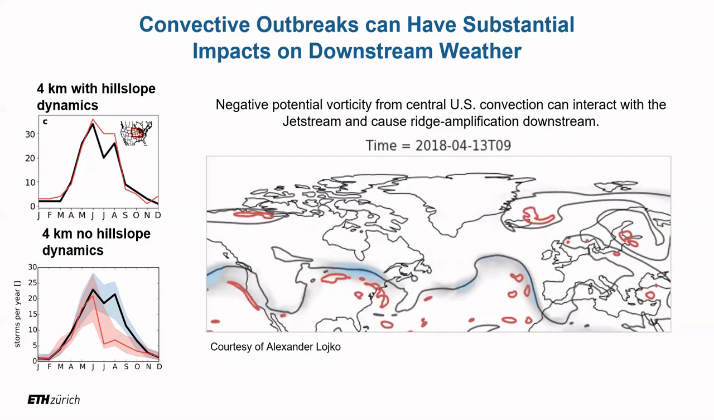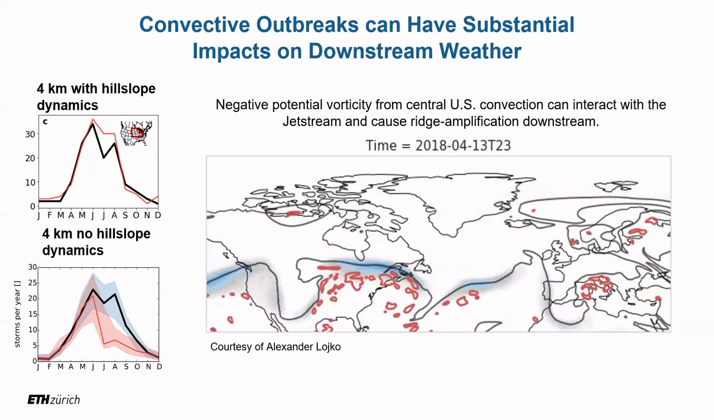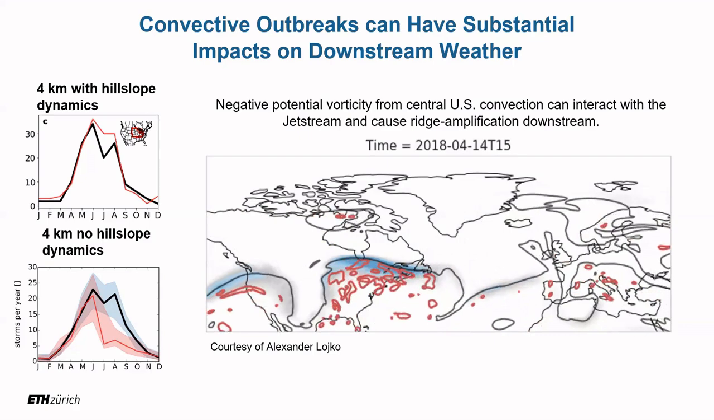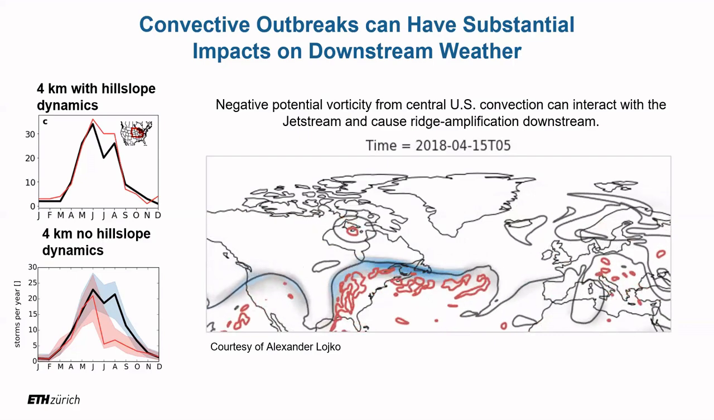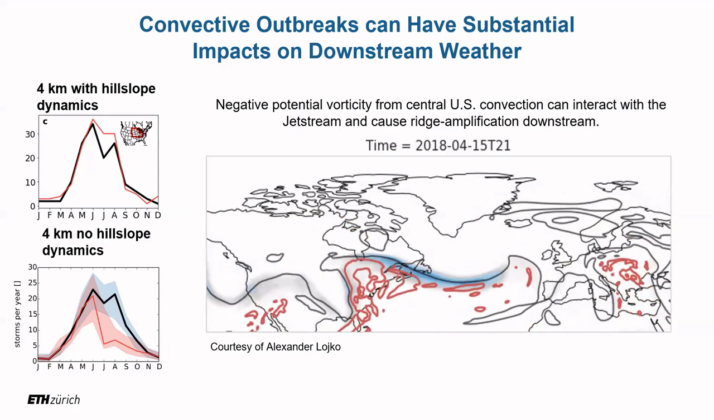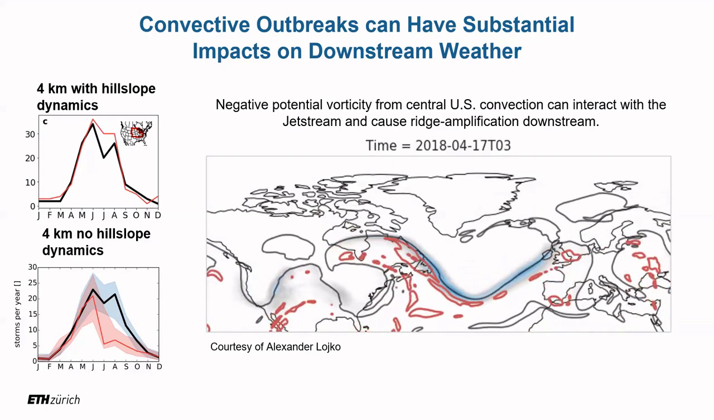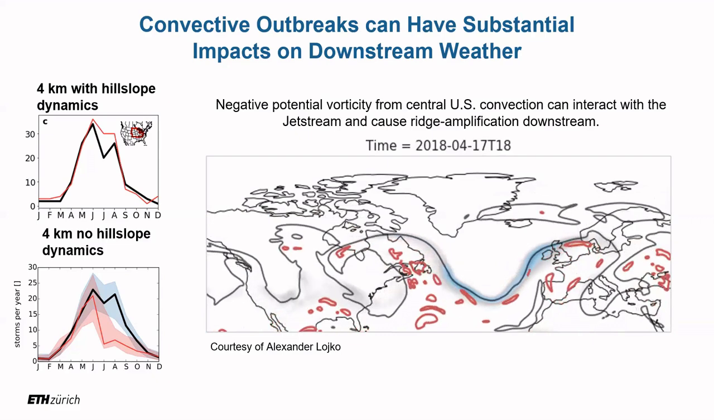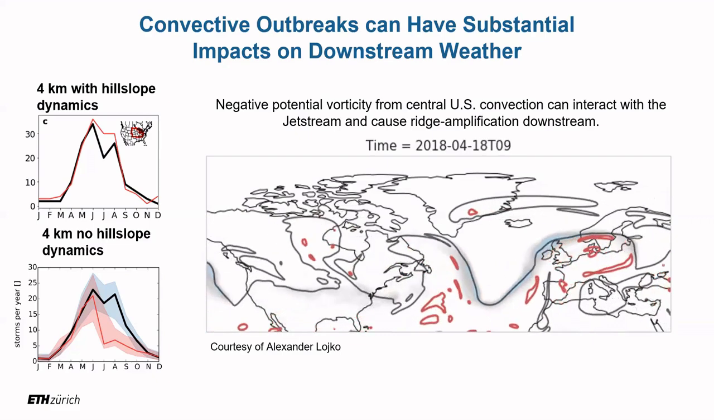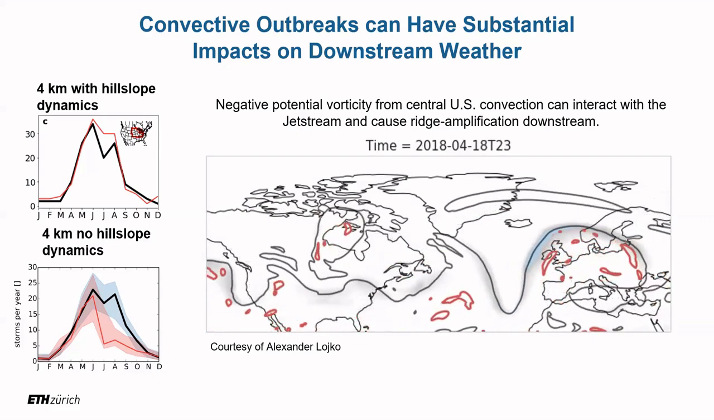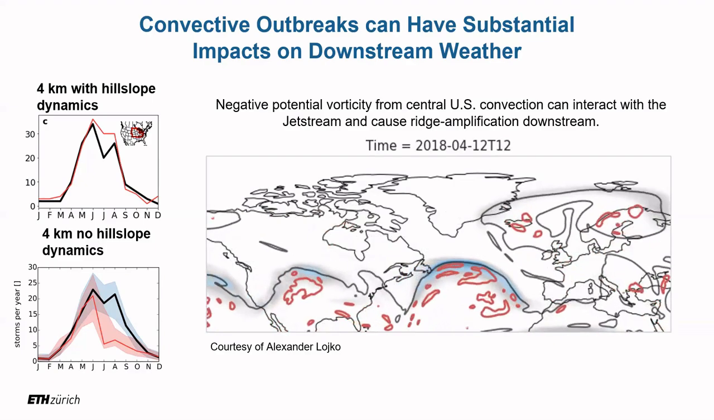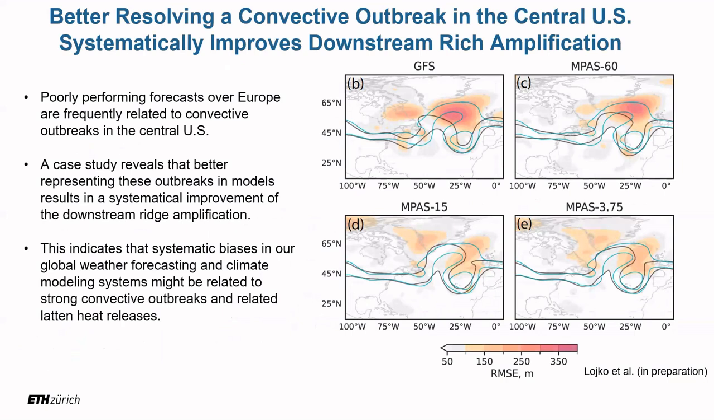And these kinds of patterns are often referred to as forecast busts, because state-of-the-art forecast models have real difficulties simulating the downstream impacts of this severe convective storm outbreak. So our hypothesis here was that if we better simulate the storms in the US, we hopefully also get a better wave response over Europe. We did this only on this case. We want to do more of these studies. But basically, I think we were quite successful with that.